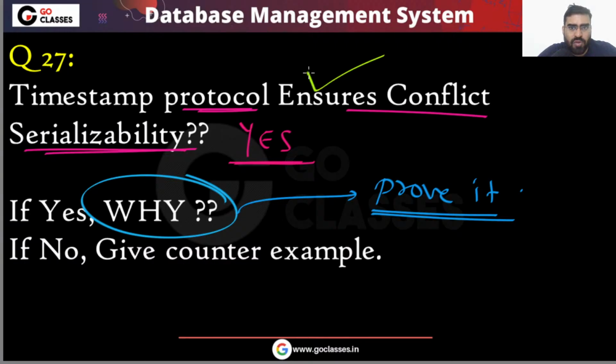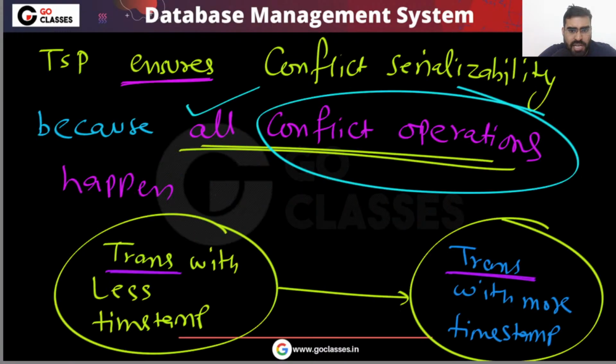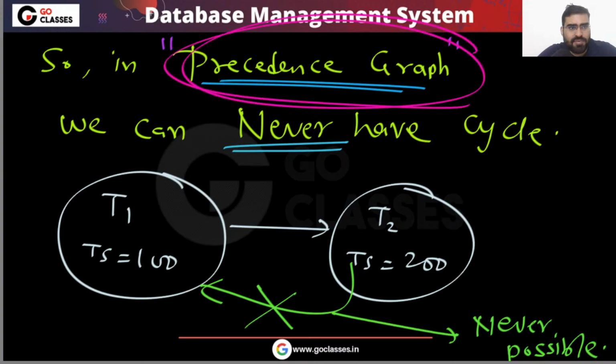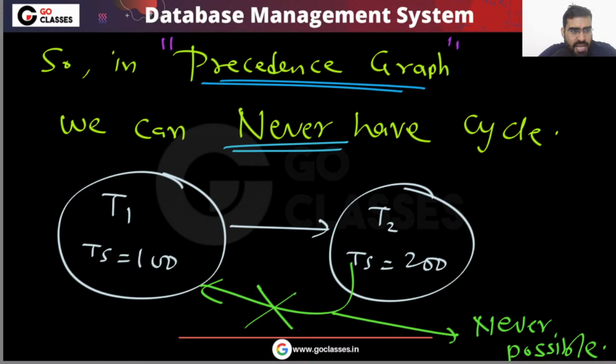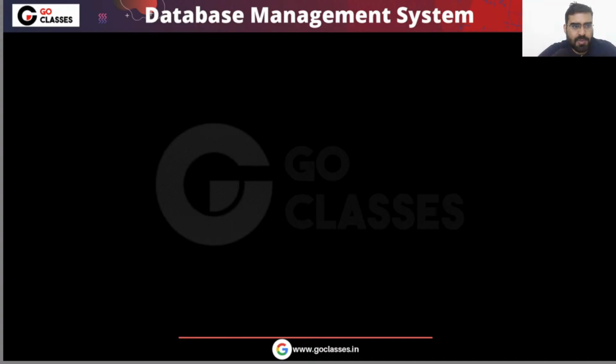So the timestamp protocol will always ensure conflict serializability. That is yes. Okay, but what is the proof? The proof is that you can never have a cycle in the precedence graph that you create, because you can never have this type of cyclic situation. So that is the reason I can say TSP, the timestamp protocol, ensures conflict serializability.